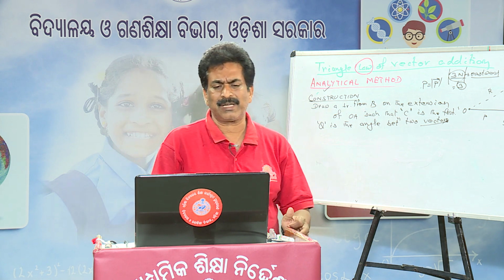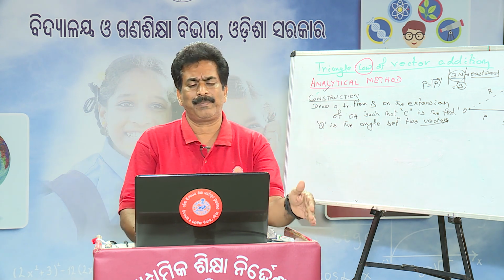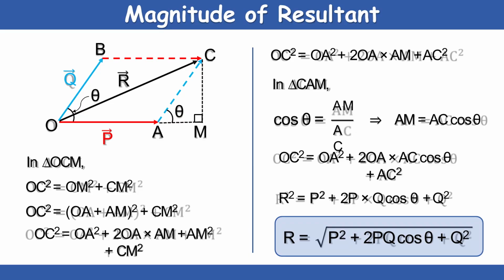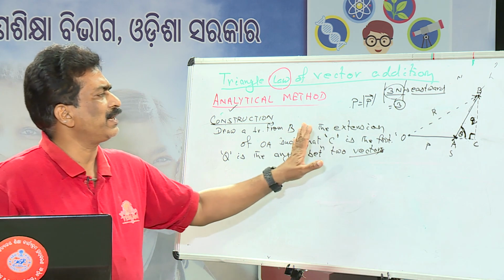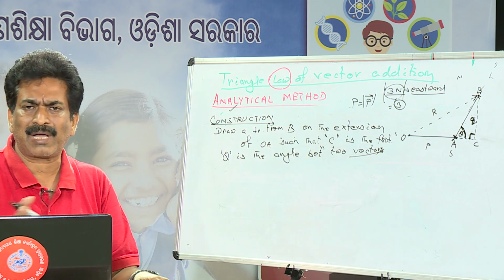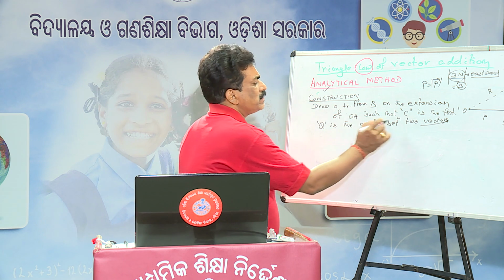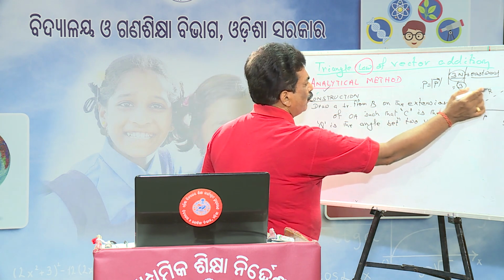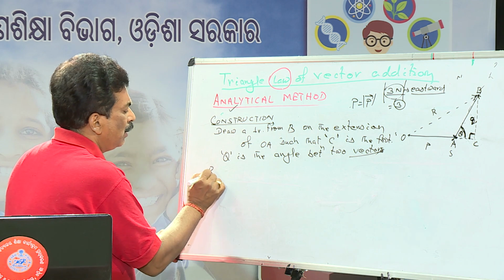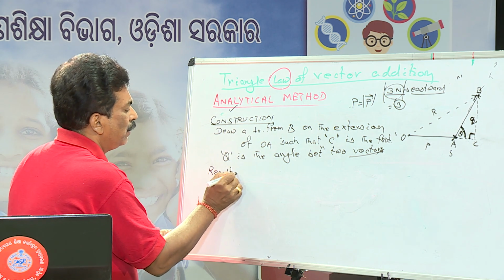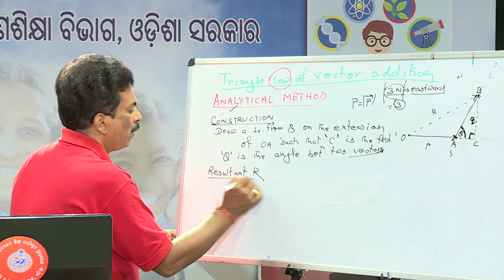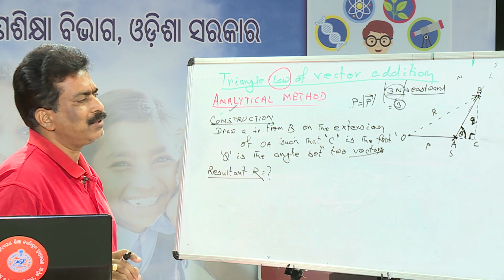For the resultant, if you go to the screen, you will find that there are two vectors we have taken. One is OA, another one is OB, in different directions. That is for the parallelogram, and for the triangle you can take it this way. Both are of the same type. So these are the two vectors we have taken, and the resultant we have to calculate. Resultant R will be how much? How do we have to calculate the resultant?